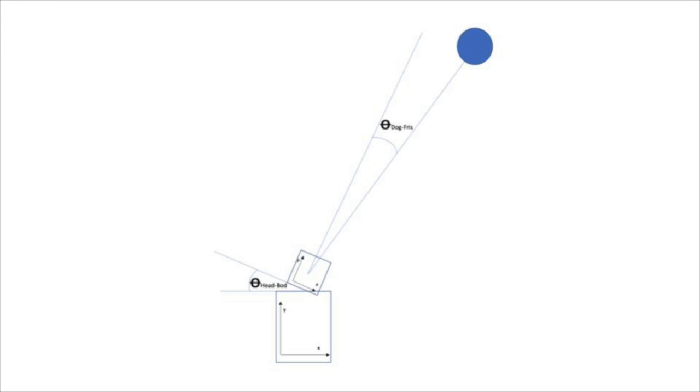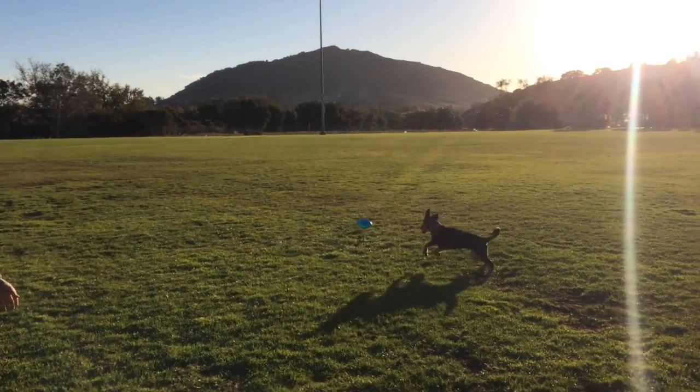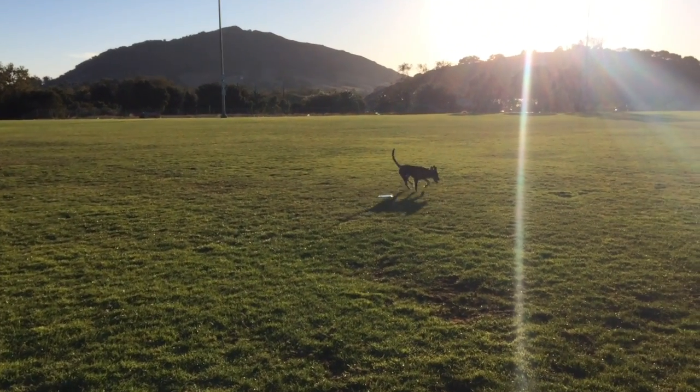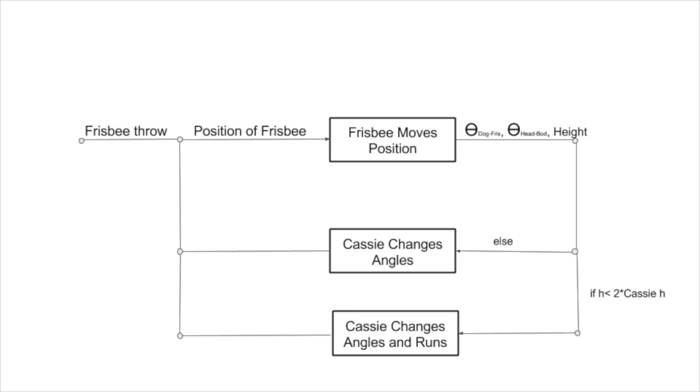Now let's talk angles. First, there's the angle between the dog's line of sight and the body line. Let's call this theta head bod. Next, there's the angle between the dog's line of sight and the frisbee line. Let's call this theta dog frizz. Both theta head bod and theta dog frizz change continuously as the frisbee moves through the air. This is our dynamic system.